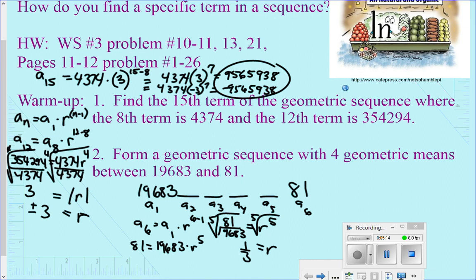So now I just need to take 19,683 times 1/3, and then that number times 1/3, and so forth. And when I do that, I'm getting 6,561 and 2,187 and 729 and 243. Those are the missing values. So 19,683, 6,561, 2,187, 729, 243, and 81. There's our sequence.